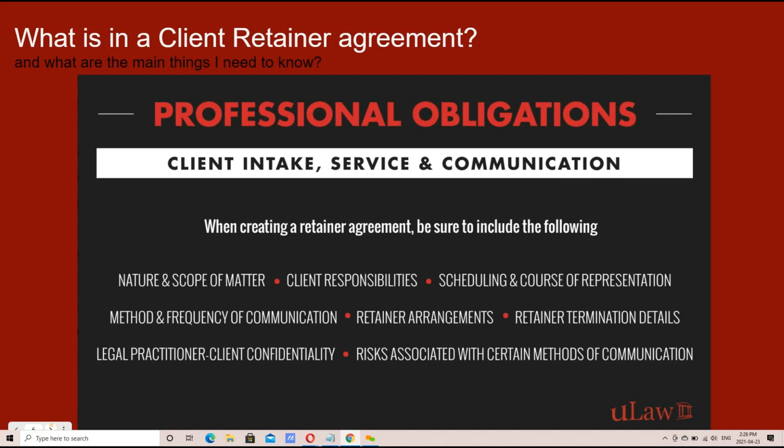The scheduling and course of representation from your office's standpoint, the frequency of communication, and even the method. Given today's day and age, we talk about electronic communication kind of being the primary mode of communication. Some law firms also have the confidentiality notice, something similar, which talks about the risks and rewards of these types of correspondences, right?